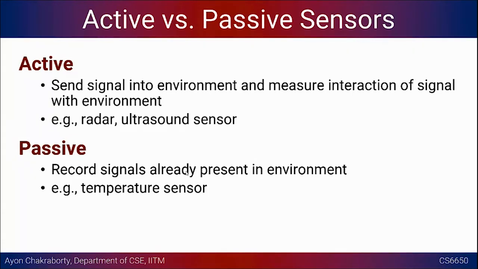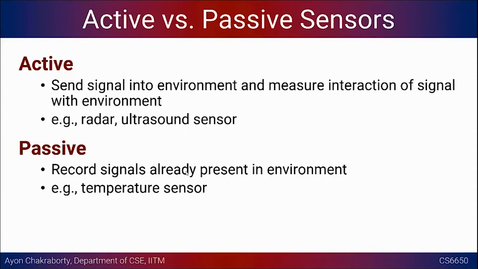Okay, and the other kind is the passive sensors, which just record signals that are already present in the environment. Like the temperature sensor: the heat is already present, whether in the form of infrared or any other form. It's going to sense whatever is present in the ambient environment.